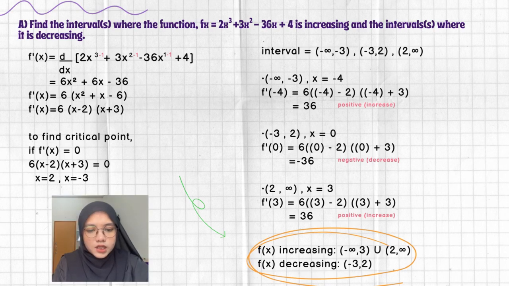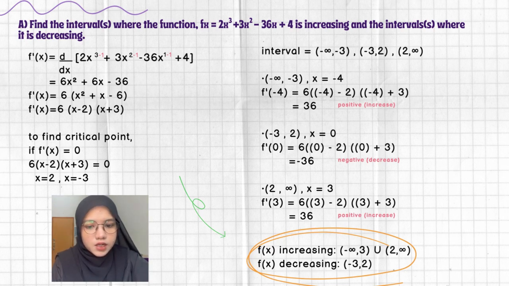To find the critical points, if f'(x) equals 0, 6(x - 2)(x + 3) equals 0, we will get x equals 2, x equals negative 3. So we will get 3 intervals. First, negative infinity to negative 3. Second, negative 3 to 2. And third, 2 to infinity.